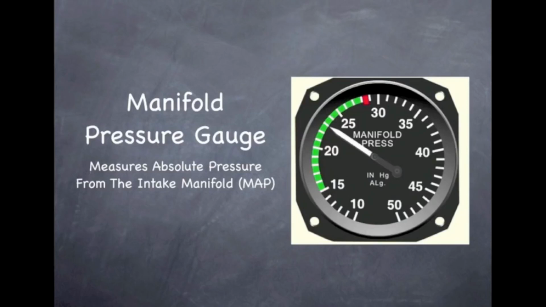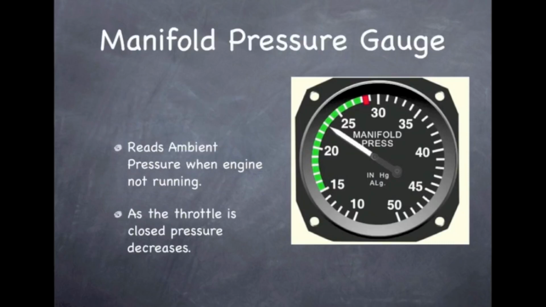To understand a constant speed propeller, we need to first understand what the manifold pressure gauge is. If you just understand that, and this is one instrument that most people get confused on, it measures absolute pressure from the intake manifold. Okay, absolute pressure from the intake manifold. It reads ambient pressure when the engine's not running, of course. And as the throttle is closed, pressure decreases.